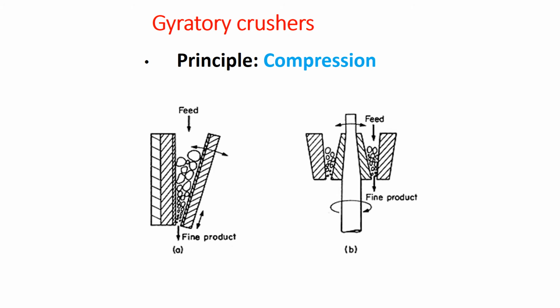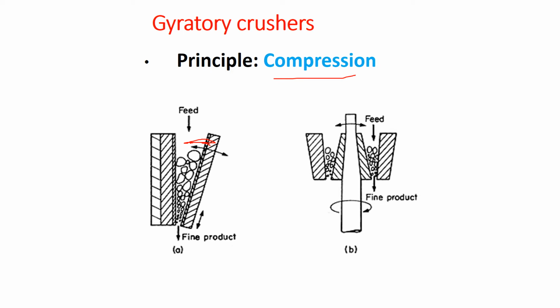It forms an angle of 20 to 30 degrees with the fixed jaw, and material is caught between the two jaws, and due to the compression, size reduction takes place. The next type of crusher is the gyratory crusher. Again, here the principle is compression. Now if you see here, this is how the size reduction takes place in the jaw crusher. As we have already discussed, one is the fixed jaw, and the second is the reciprocating jaw. As this jaw moves in this direction, due to the compression, size reduction takes place.